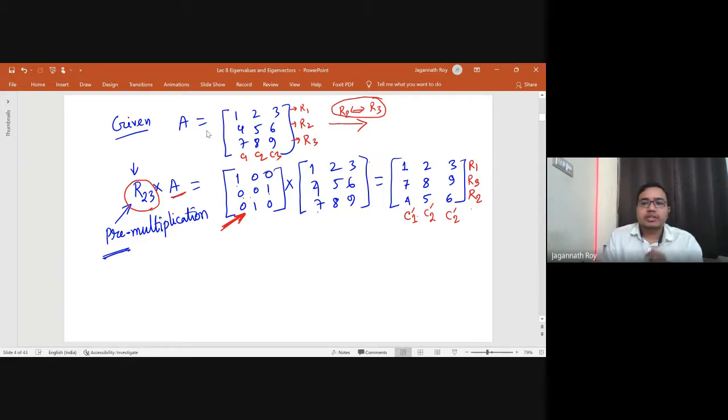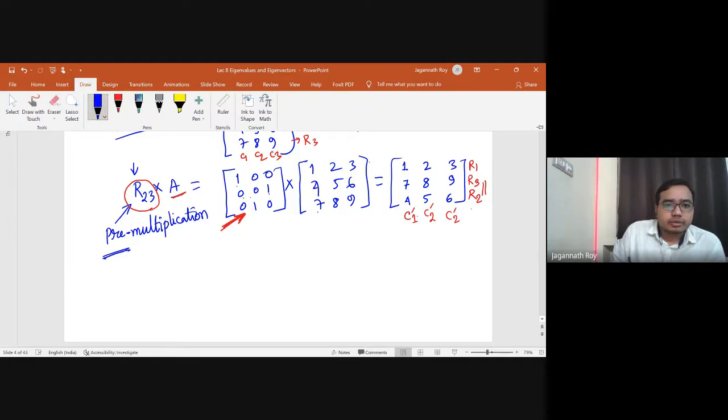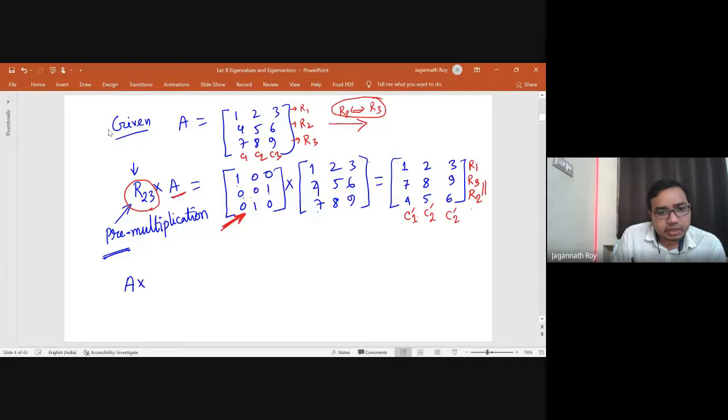So what has just happened? The rows are exchanged. Now what will happen if we do post-multiplication? That means you will take it on the right hand side.